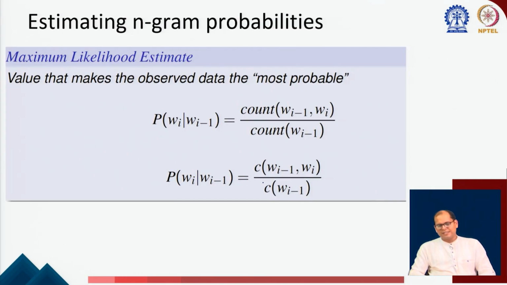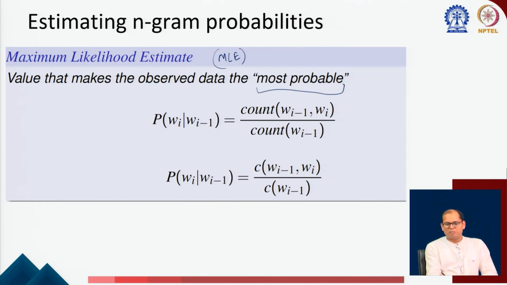Okay. So let's quickly see how we estimate the N-gram probabilities. Suppose I am using the bigram model. So we use the MLE estimate, maximum likelihood estimate. The idea is that we want to find the values that will make the observed data the most probable. So the probability of a word wi given wi minus 1 is nothing but the number of times wi minus 1 followed by wi occurs in the data, divided by the number of times wi minus 1 occurs in the data. It's the short form.